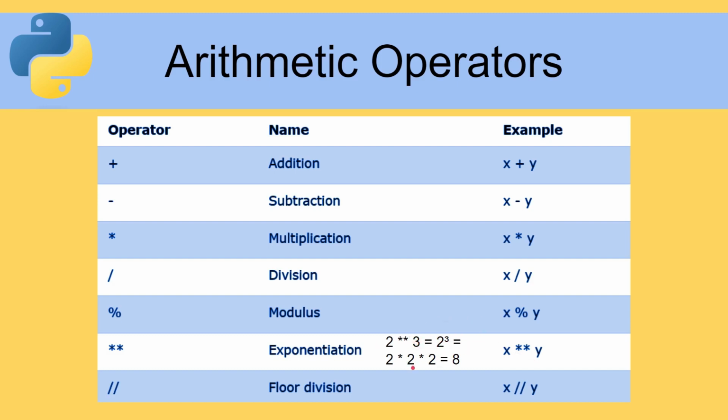And then you have double stars for exponentiation, which is x to the power of y. Here is a real example: 2 star star 3 is the same as 2 to the power of 3, and it is like 2 times 2 times 2, which results in 8. Then you have floor division, which is the result of division rounded to the nearest integer. It returns the result of x divided by y, rounded to the nearest integer.